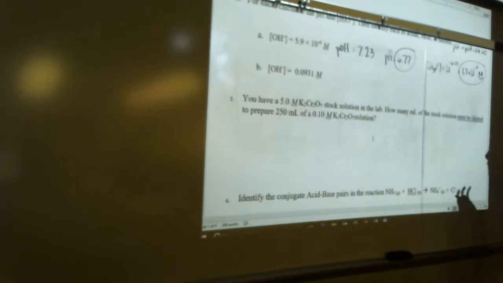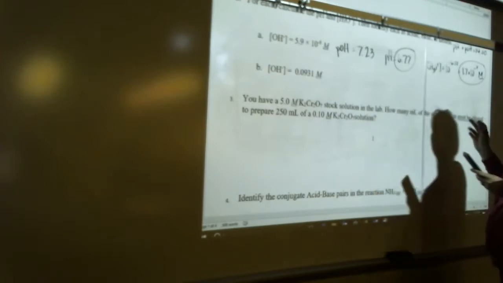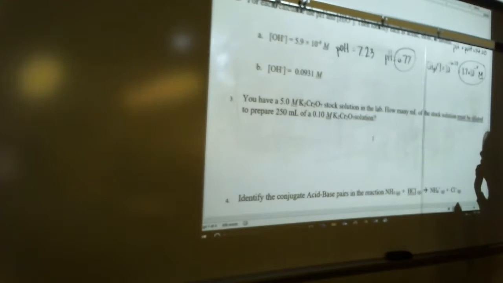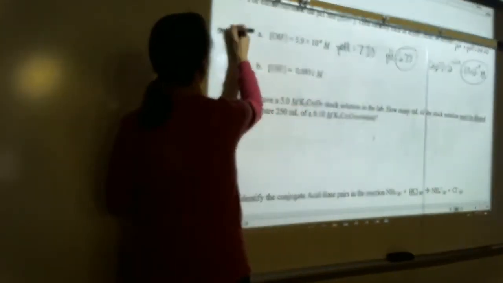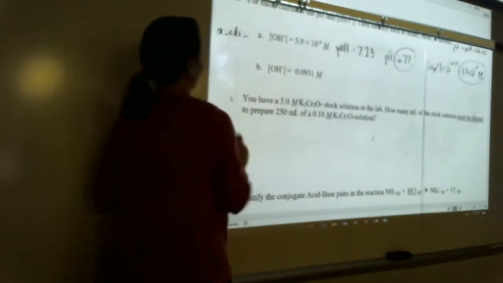All right, so now we're going to do the same thing again. Oh, we didn't answer the question. Is it acidic, basic, or neutral? pH is 6.77, so that would be acidic, but only slightly, right? That's not really acidic.